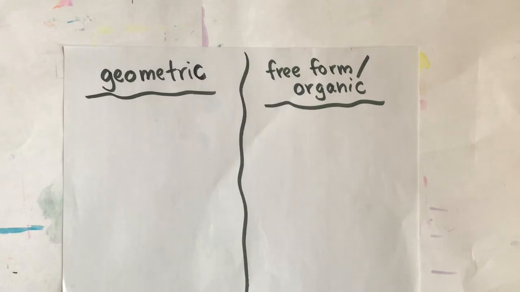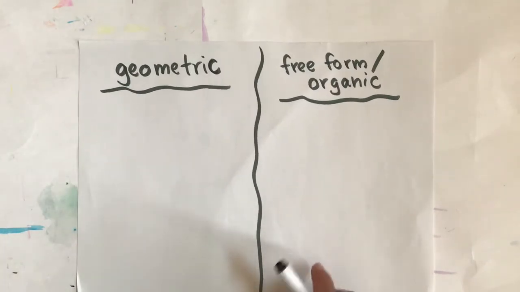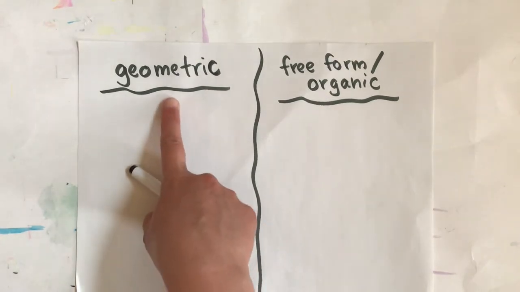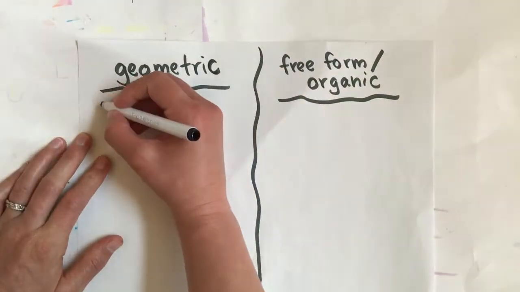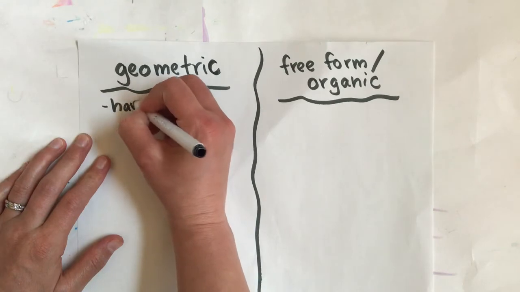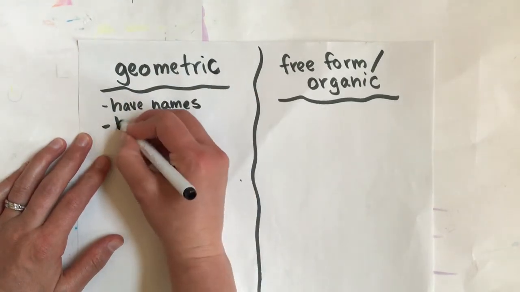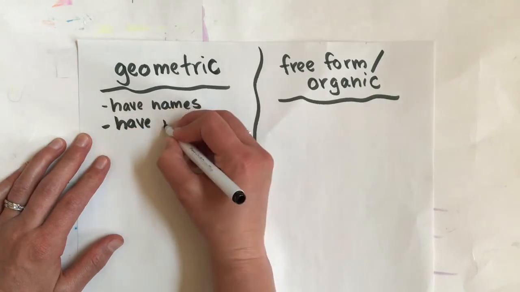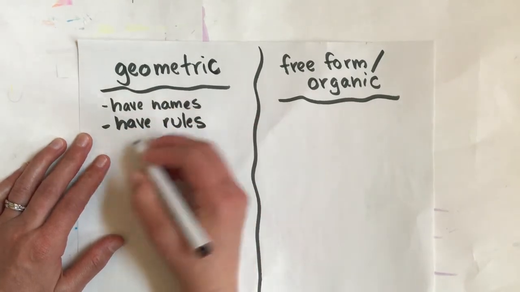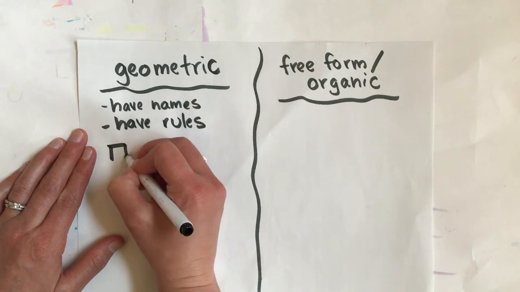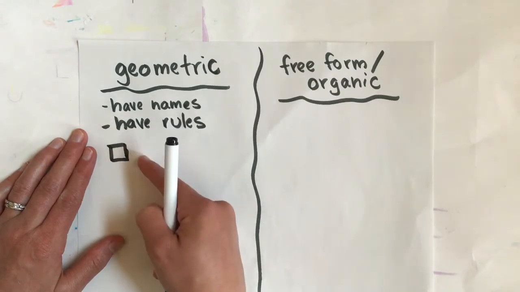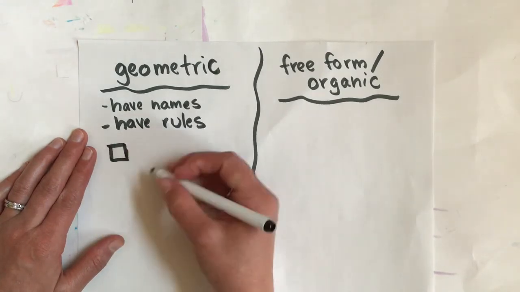All right, today, third graders, we're going to be using two different kinds of shapes in our artwork. One group is called geometric, and these are shapes that have names, and they also have rules. So I'm going to give you some examples right now. A square has a name, square, and it also has a rule, 4 equal sides.